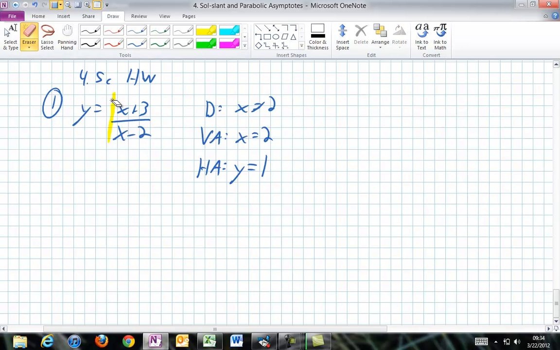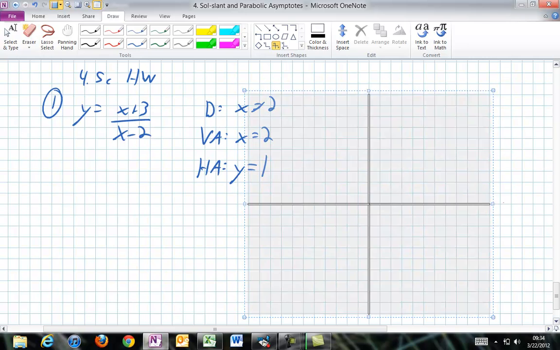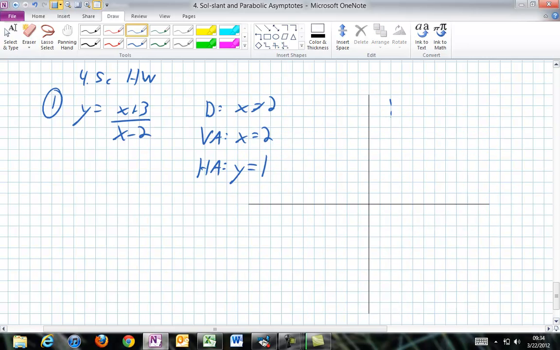Again, we always look at leading coefficients if the degree of the numerator is the same as the degree of the denominator. So I'm actually going to create a graph now that's going to match this. x is equal to 2, and y is equal to 1. And I can see that I've split the graph into 4 regions. So I have to have a piece on the left and a piece on the right.